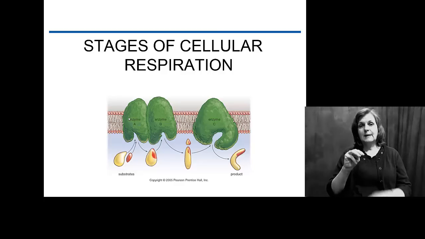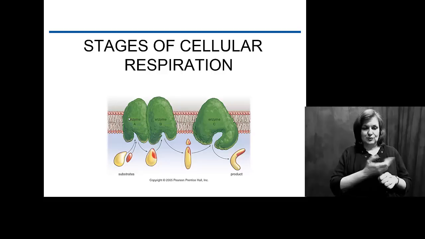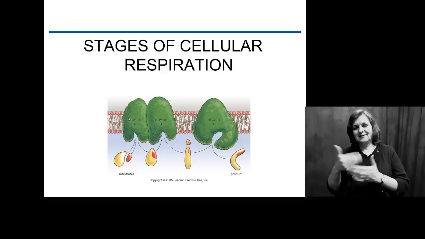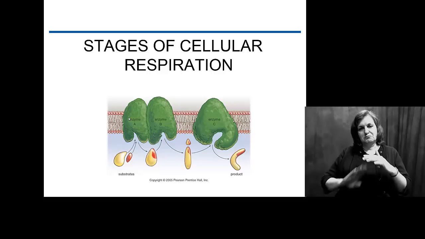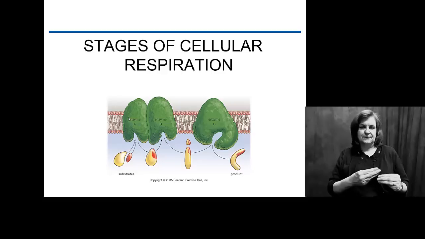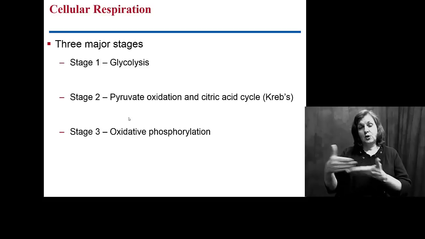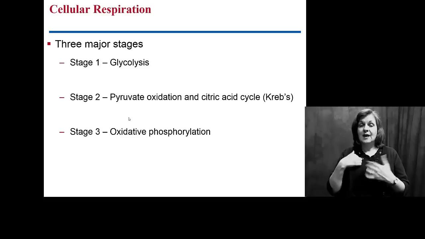We've talked about this idea of a metabolic pathway. One thing leads to another. One thing produces a product that feeds into the next. This is the heart of cell respiration. There are 3 major stages that you need to be familiar with.